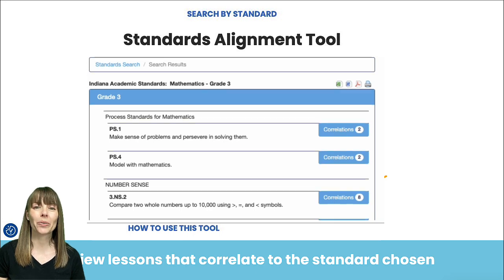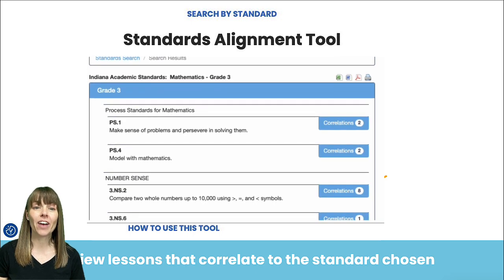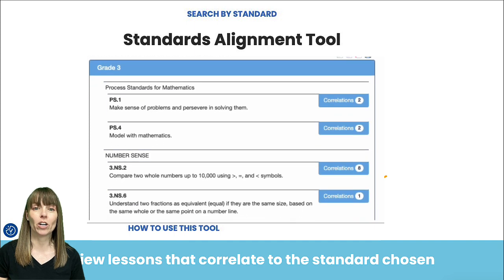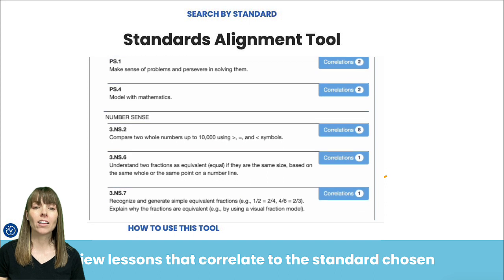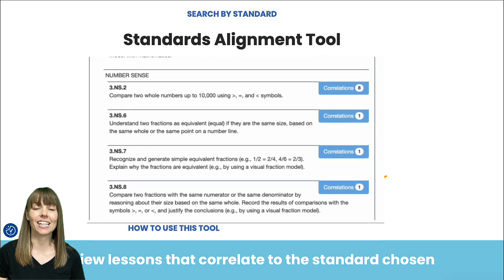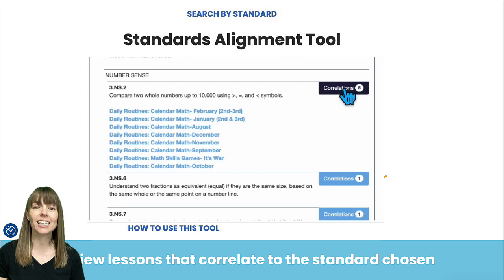You can scroll through this list, and when you find the standard you are looking for, just tap the word correlations next to it. All lessons that are correlated to the standard will appear as clickable links, and you can easily click on one and be taken to the Seesaw to explore it further.